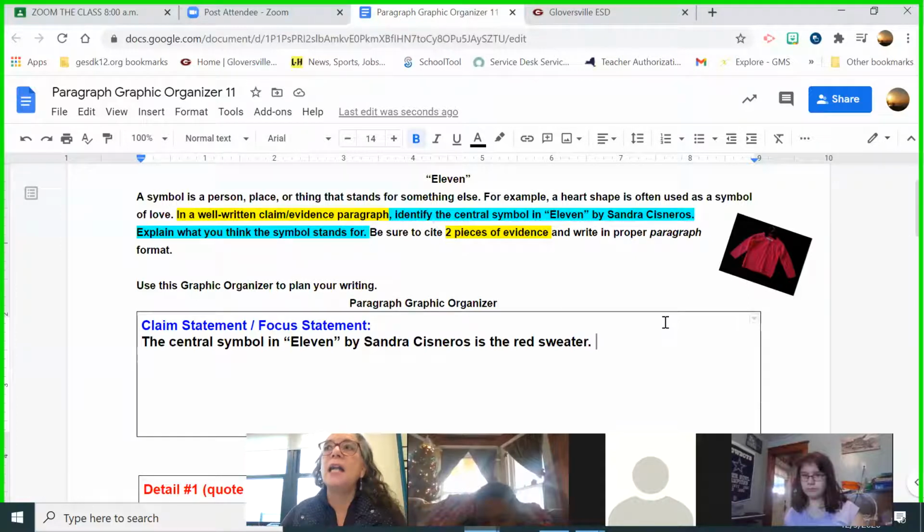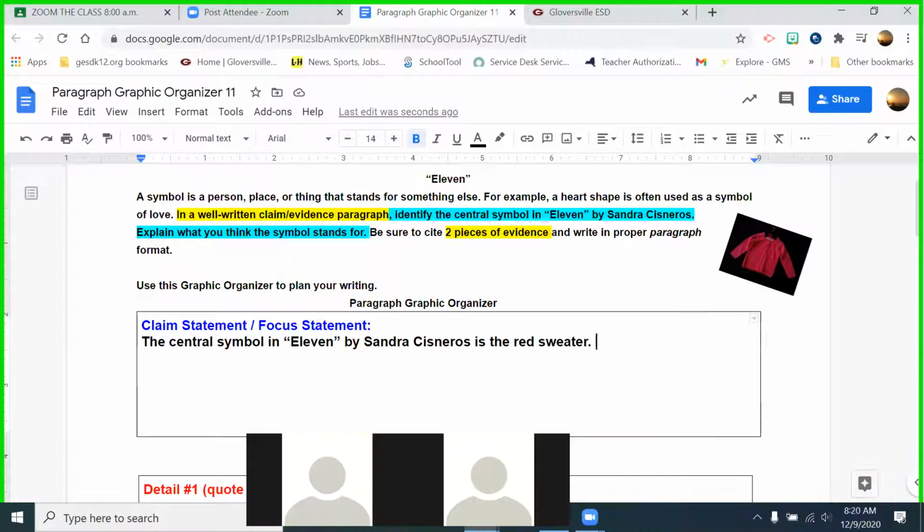We talked a lot yesterday and the day before about how the symbol stands for many different things, right? Like her feelings, her unhappiness, her immaturity. It does not matter to Mrs. Jost which one we pick. We just need to pick one that we can prove easily. So if anybody out in Zoom land wants to chime in and give me an idea, what do we want to say the central symbol stands for in this story?